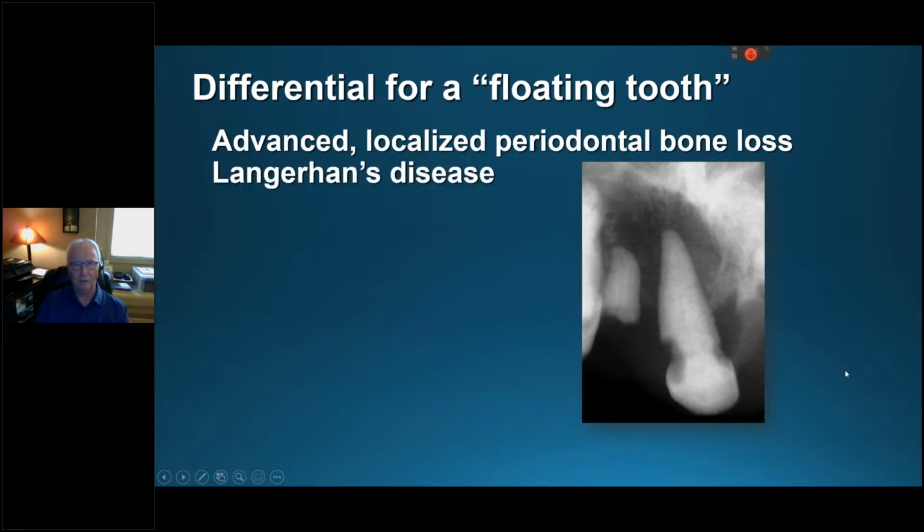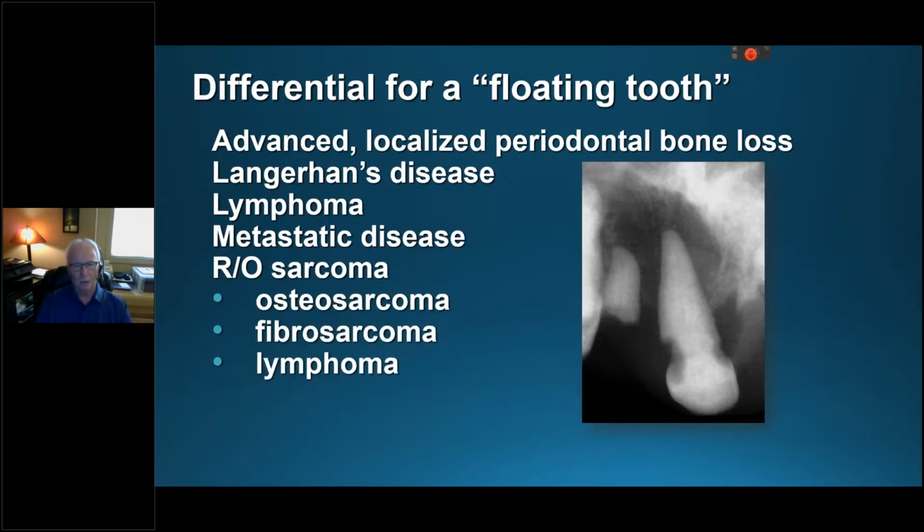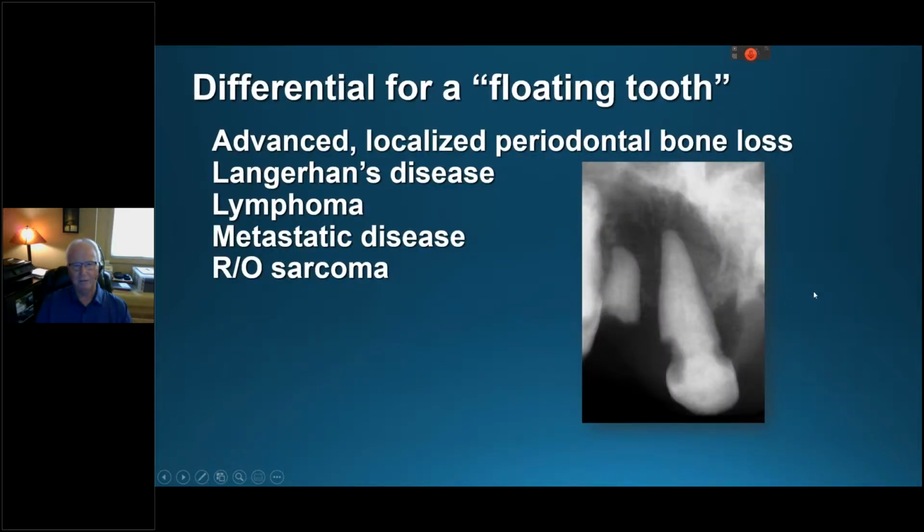And the differential, as I told you, is number one, think commonly: advanced localized periodontal bone loss. Number two, Langerhans cell disease. For older clinicians out there, that was the old histiocytosis X group, and there was a whole bunch of names in that too, like Letterer-Siwe and Hand-Schüller-Christian. No, they identified the cell type. Now it's just called Langerhans cell disease or Langerhans disease. You can also consider lymphoma, not an uncommon appearance for lymphoma, metastatic disease, as I said, or rule out any of the sarcomas, osteosarcoma, fibrosarcoma or chondrosarcoma. That is a scary differential when you think of it.